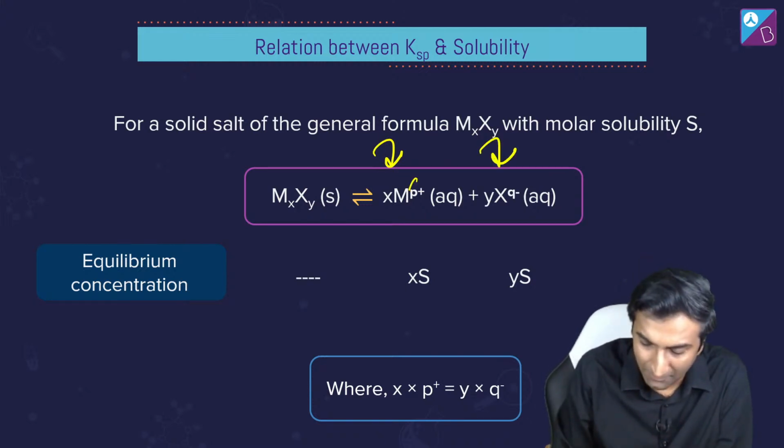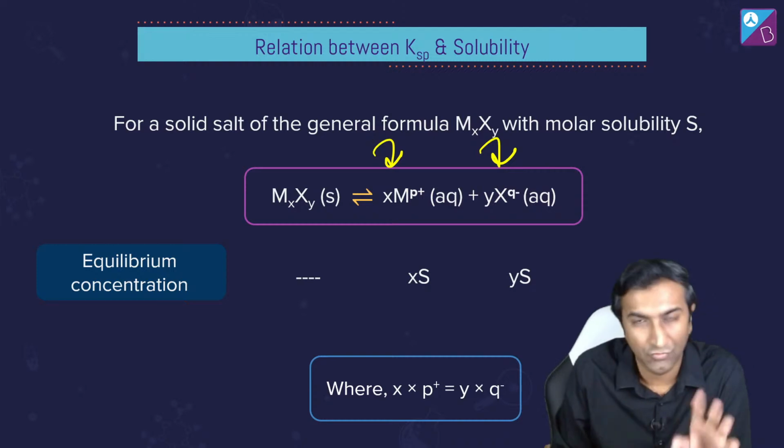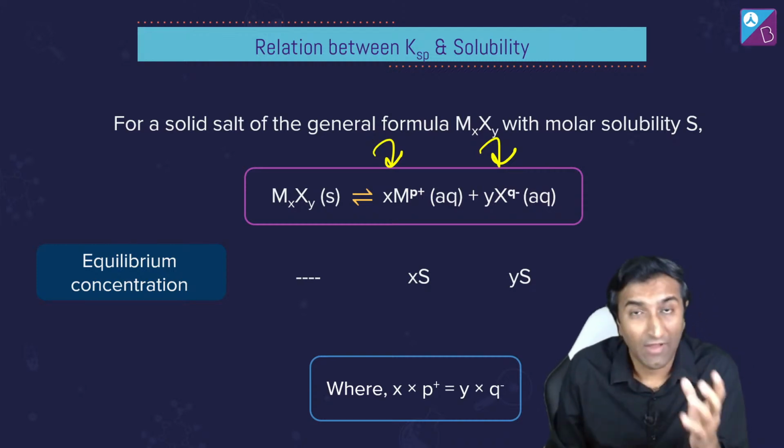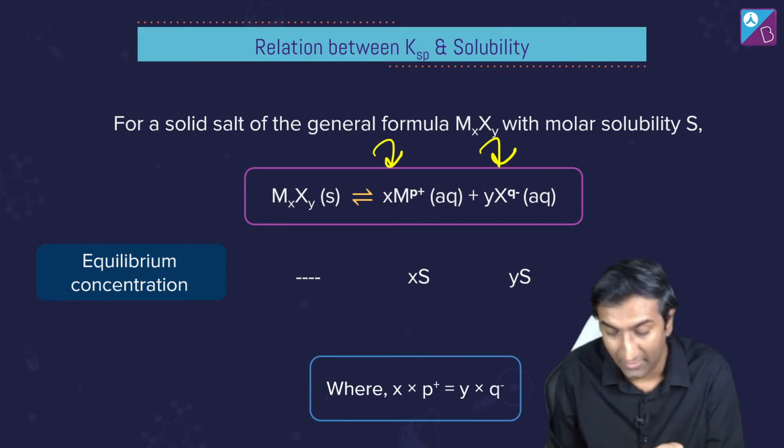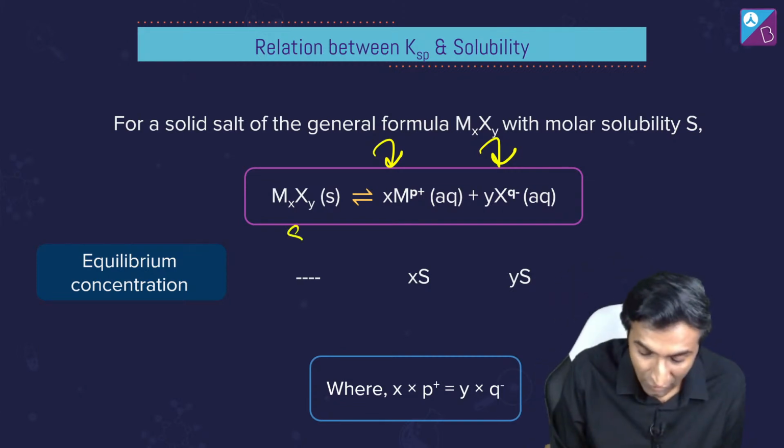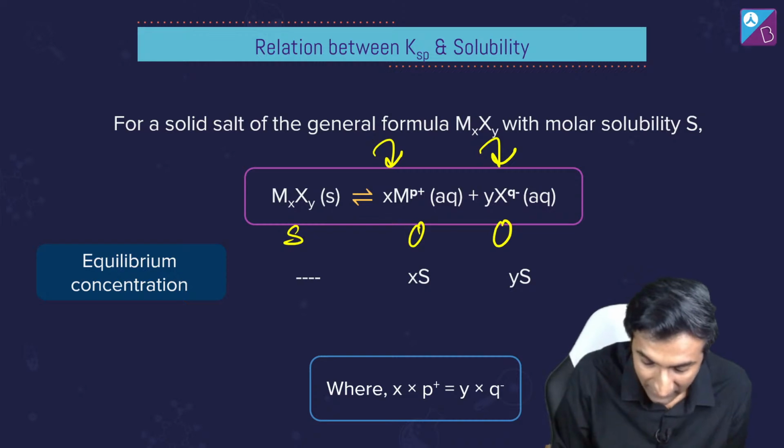Okay, and there are powers, etc. That shows you how many charged ions there are. Now I will say that the solubility of this is still going to be S. Okay, that means I start off with S, 0 and 0. Initially, let's say at time equal to 0.